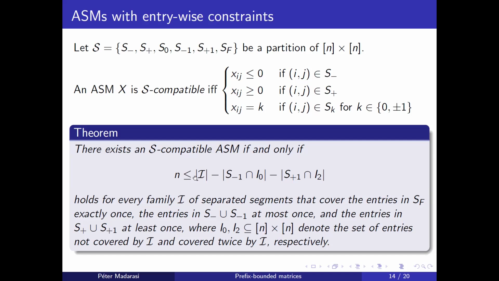And what we have in this inequality on the left side is n, which is the total sum of the entries in an ASM. On the right-hand side, we have the cardinality of our family, the number of segments we used. And this can be reduced if we have entries which are covered twice. This is something that we have just in this example. A similar phenomenon happens if we have an entry prescribed to be -1 that isn't covered at all. And so if you can find a family I of separated segments that violates this inequality, then you have a certificate that no such ASM exists.